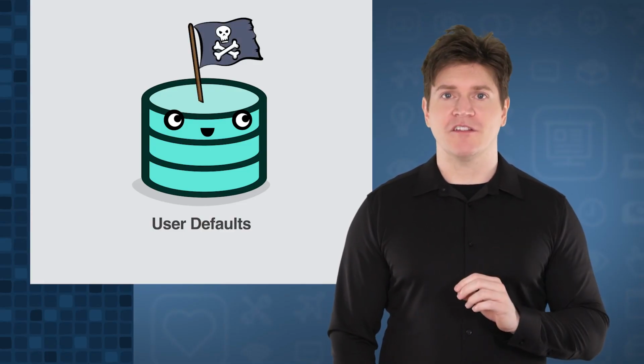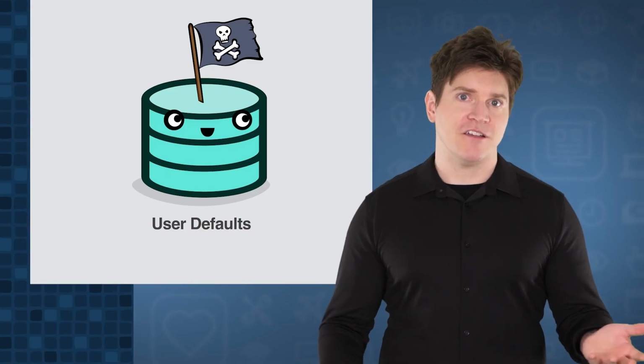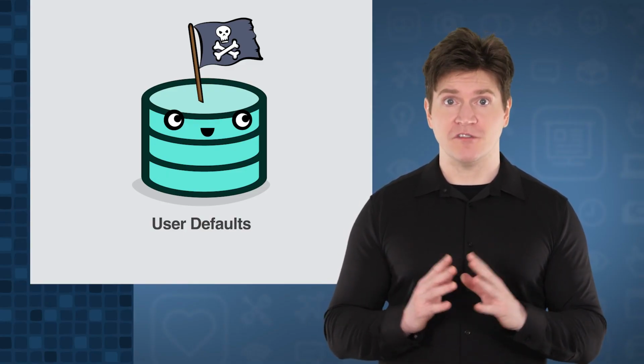If a user jailbreaks their device, it's just a matter of them accessing the file system and changing the user defaults. A better approach is to use the keychain. The keychain is a database designed for storing metadata and sensitive information in a secure manner. In this app, we're going to use the keychain, but we'll be using a third-party library called Swift Keychain Wrapper.